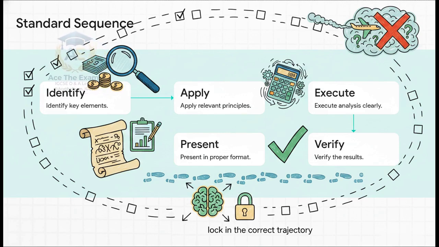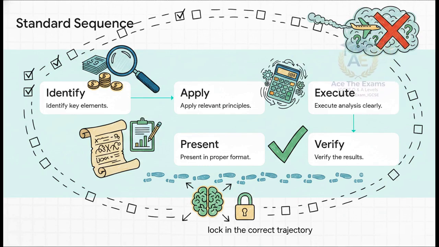Step 1, identify key elements. That means accurately extracting your fixed and variable costs from the data they give you. Step 2, apply relevant principles. This is where you select the precise formula you need. Step 3, execute your analysis. And crucially, do it with clear working. We'll talk more about that in a second.